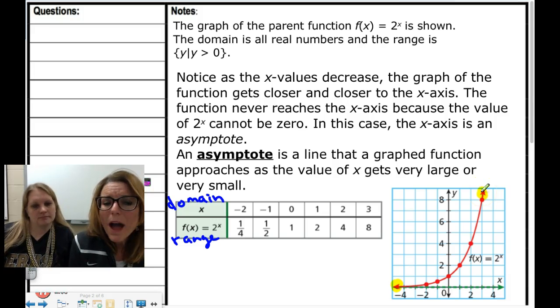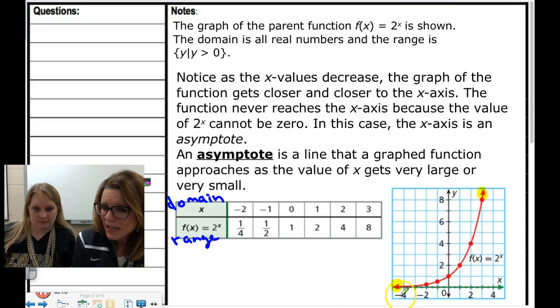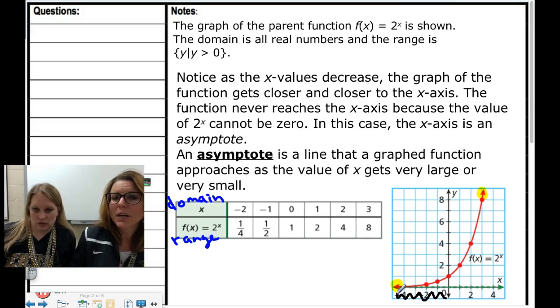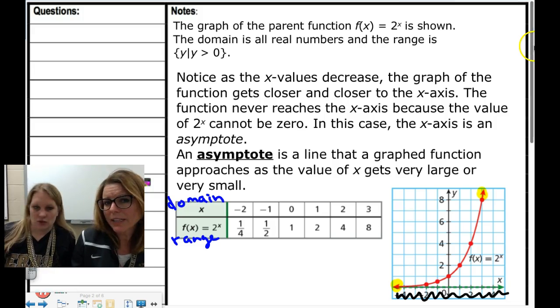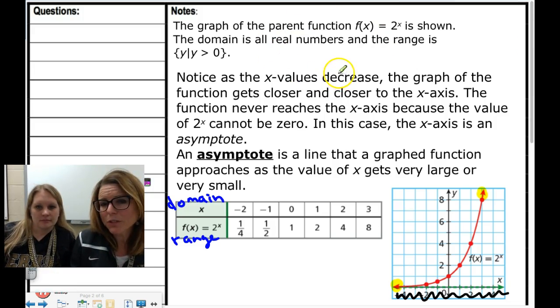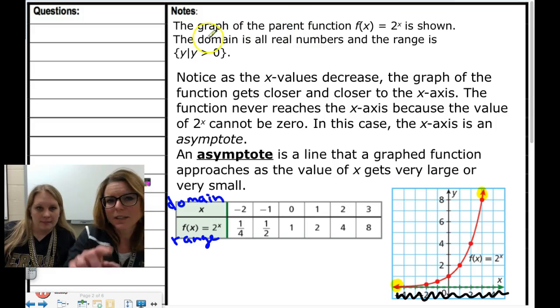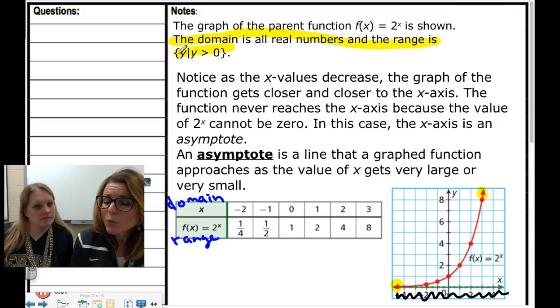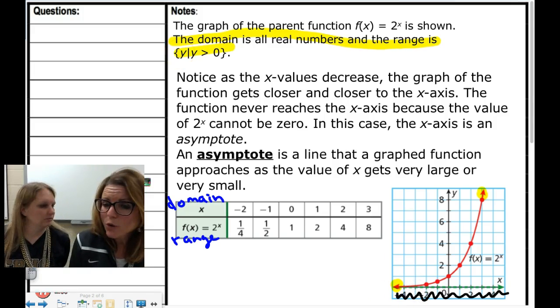The y value, which is the range, notice it's never crossing the x-axis or going below. So it's never negative. The range is going to be y greater than 0. And if you look up in that first paragraph, Miss Boyd, if you could highlight the domain is all real numbers right above you. Do you see that? Yep, there we go. So the domain is all real numbers, like I just said, and the range is y greater than 0 because the graph does not cross over the x-axis.